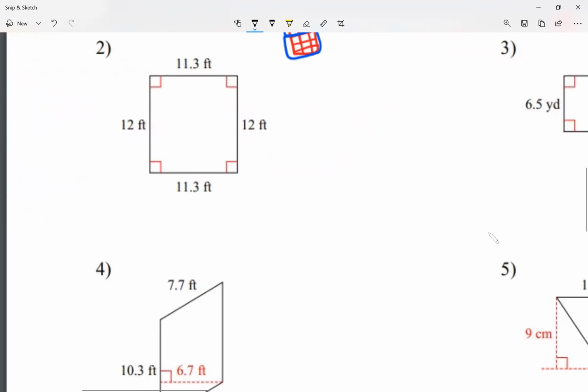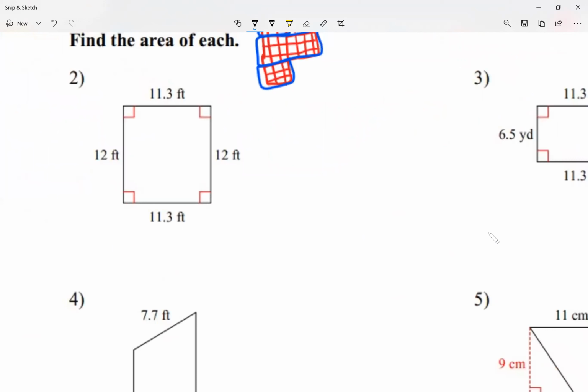Now, when we use formulas, let's take a look at question number 2. When we use formulas, I can give you decimals, so don't expect whole numbers. Question number 2 says find the area of each. I'm going to find a 90-degree corner. It doesn't matter, I have choices. I'm going to choose this corner. It is made by the numbers 12 and 11.3.